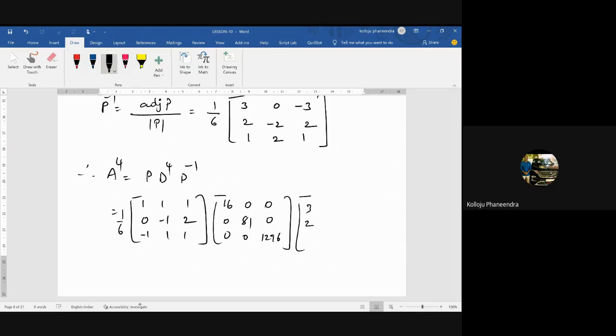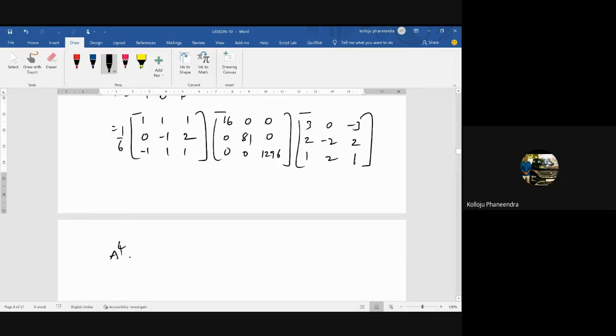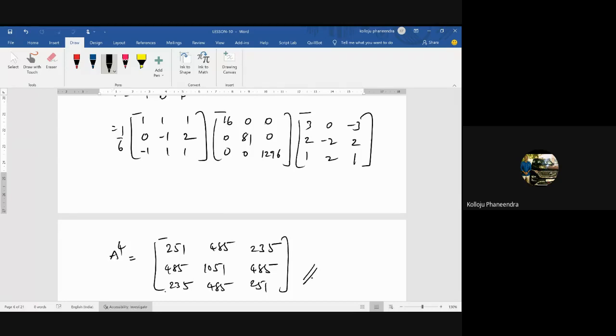3 2 1, 0 minus 2 2, minus 3 2 1. So finally the A power 4 value, after simplification, is 2 power 15 251, 485, 235, 485, 1051, 485, 235, 485 251. This is A power 4. This is the complete problem.